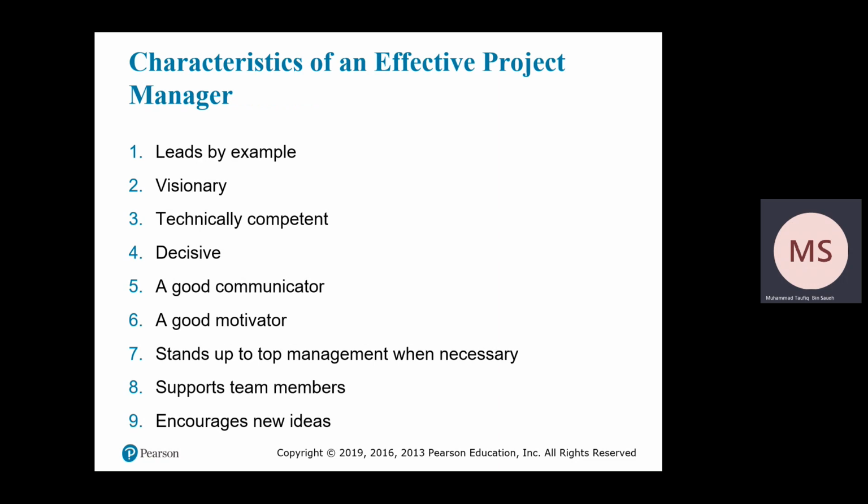So what are the characteristics of an effective project manager? To be a good project manager, these are the most common characteristics you should have. First of all, you must be able to lead by example. You must be the role model for your team. You must have vision, you must have the target. You must be able to visualize what your target is from the project.